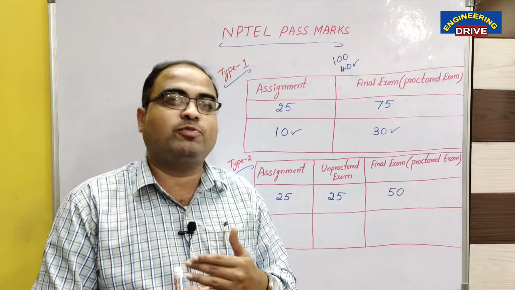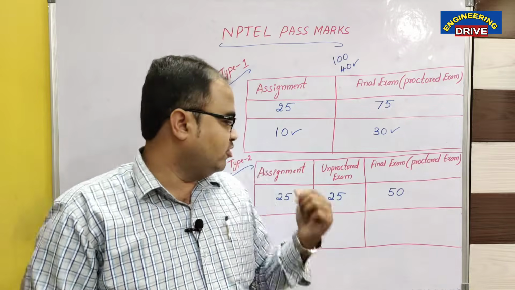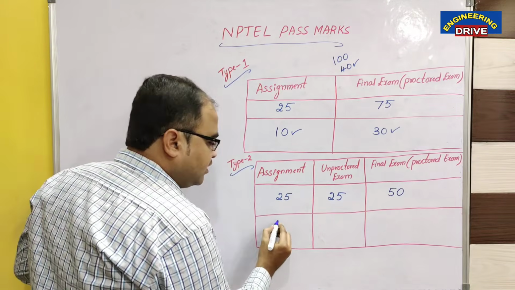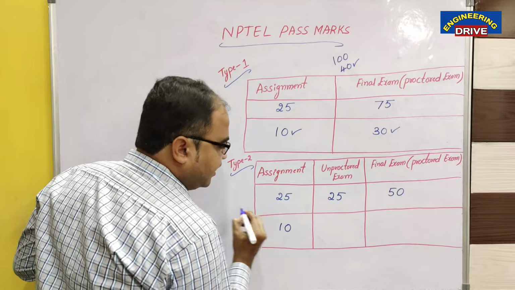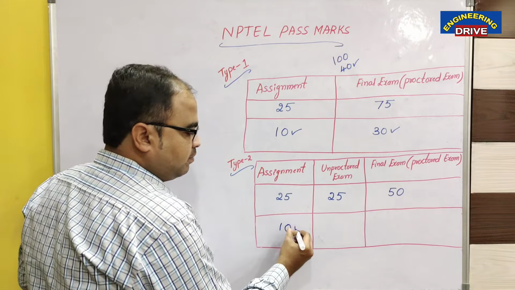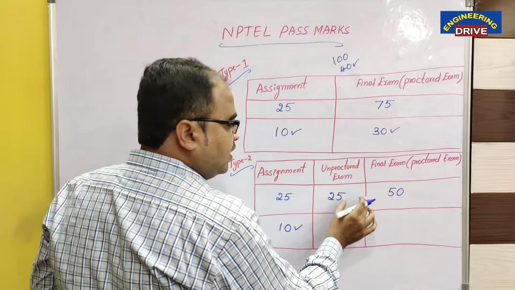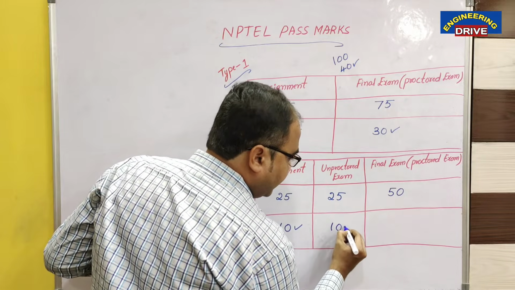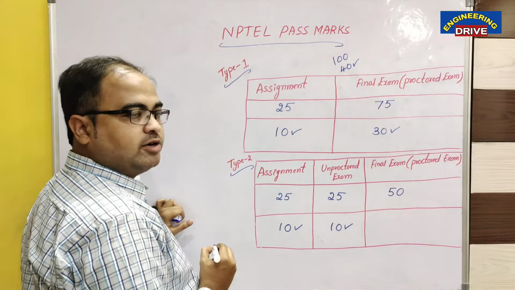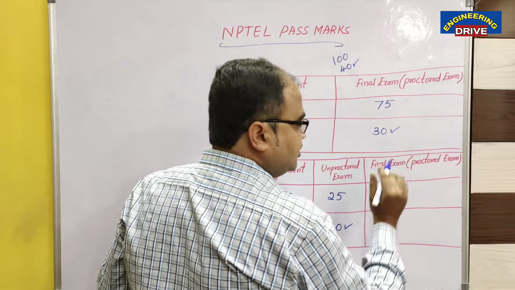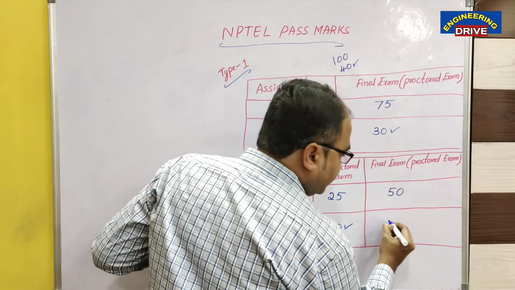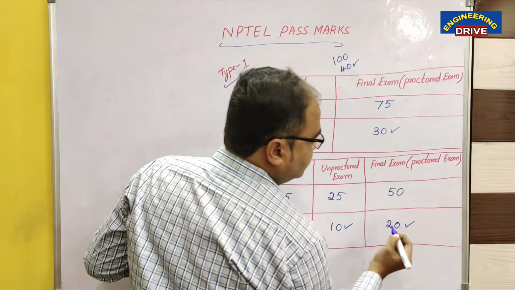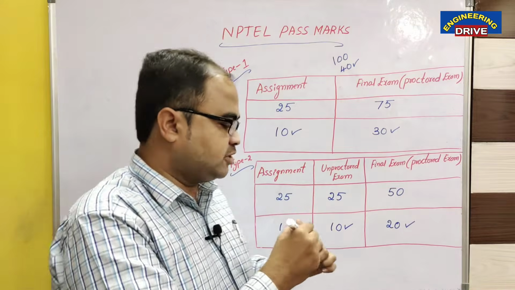Now the criteria to pass will become a little bit difficult for the type 2 users here. Why? See here. For assignments, they need to get a minimum of 10 marks in order to be declared pass. Similarly, in the unproctored exam also, which is for 25, they need to get a minimum of 10 marks in order to qualify. And in the final exam, which is the proctored exam, they need to get a minimum of 20 marks. How many marks? 20, which is 40% of 50.